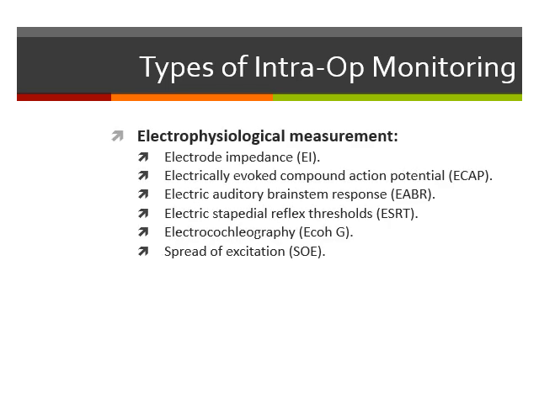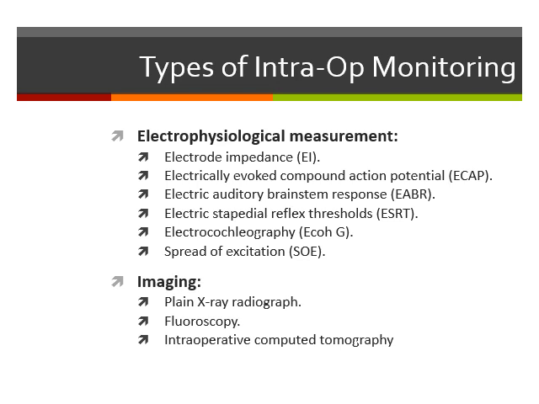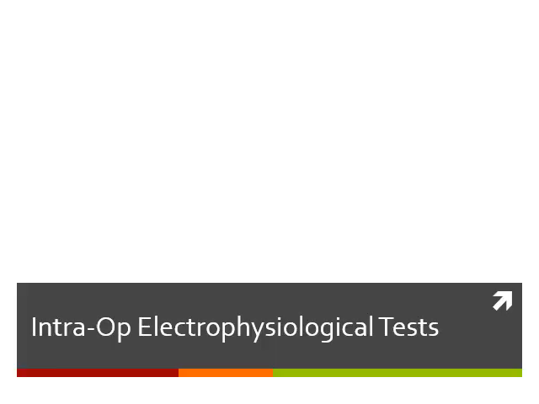What are the types of intraoperative monitoring? We have mainly two types: electrophysiological measurement and imaging. Electrophysiological measurements include impedance, electrically evoked compound action potential, or ECAP, which is the most popular form, electrical auditory brainstem response, electrical stapedius reflex threshold, electrocochleography, and what's called spread of excitation. Imaging includes, of course, the mobile plane X-ray, fluoroscopy, and intraoperative CT.